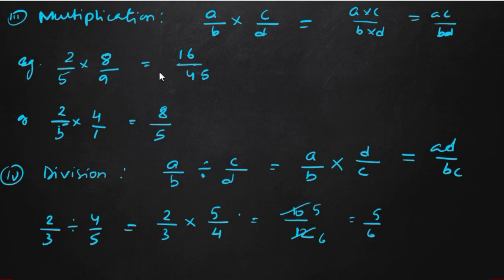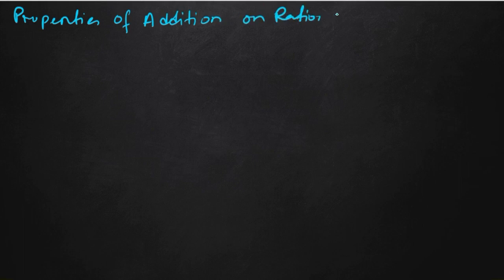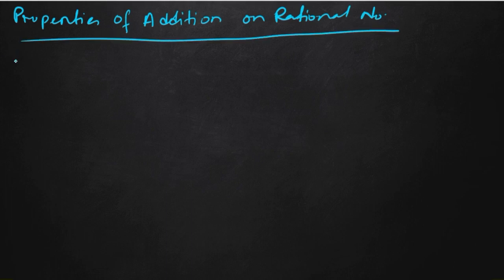Next we have some properties of addition on rational number. Properties of addition on rational number. Okay. So we have a total of 4 properties. Our first property is the commutative law. I think this has been discussed in your earlier classes.